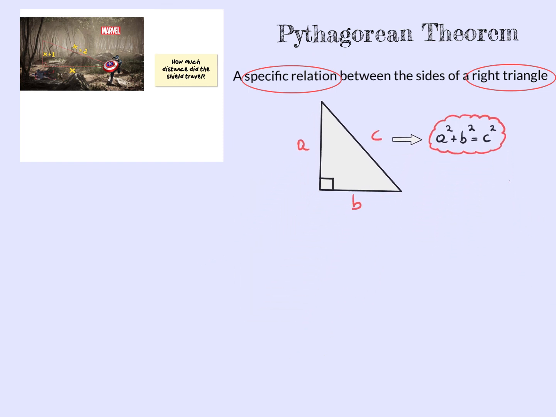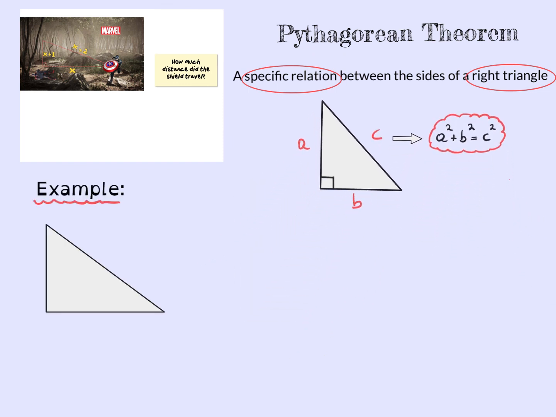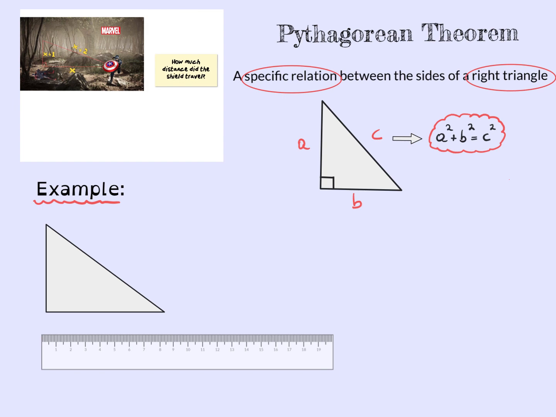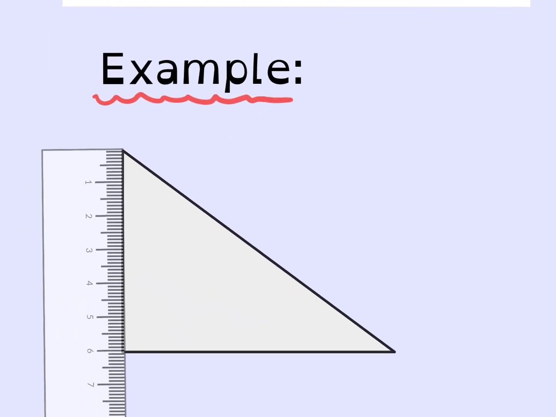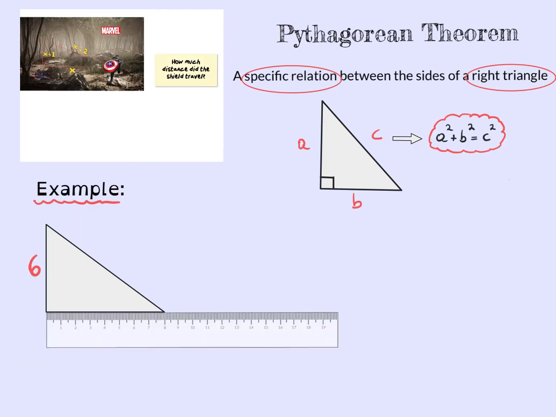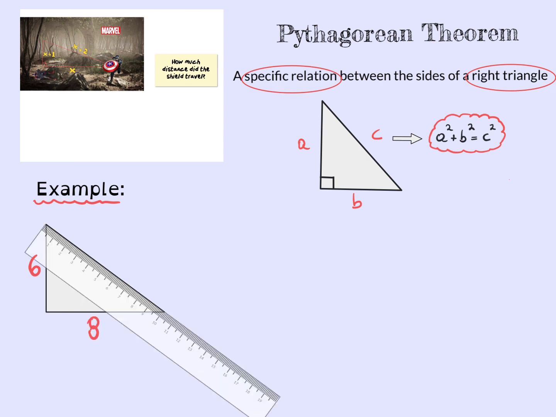So let's see an example. We will draw a right triangle and measure its legs and hypotenuse. Let's confirm if the Pythagorean theorem holds. This leg has a length of 6, the other one has a length of 8, and the hypotenuse has a length of 10.